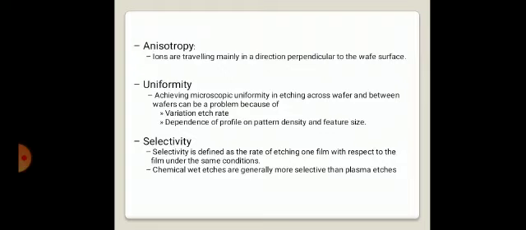Uniformity: achieving microscopic uniformity in the etching process, on the wafer and between wafers, can be a problem because of variation of etch rate and dependence of profile on pattern density and feature sizes. And selectivity is defined as the rate of etching one film with respect to another film under the same conditions, and chemical wet etchants are generally more selective than plasma etchants.